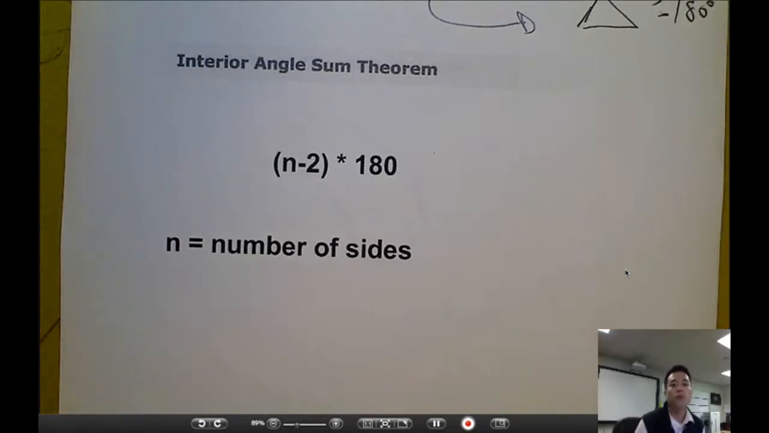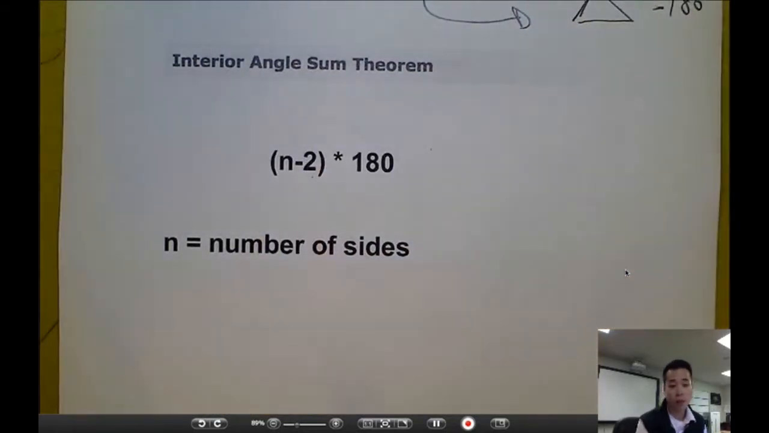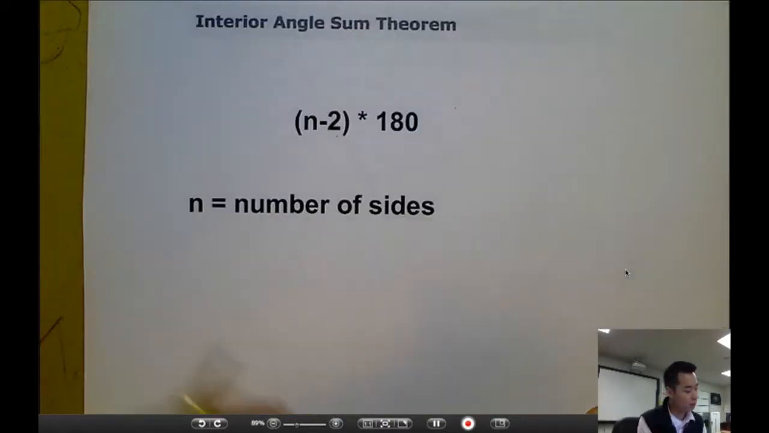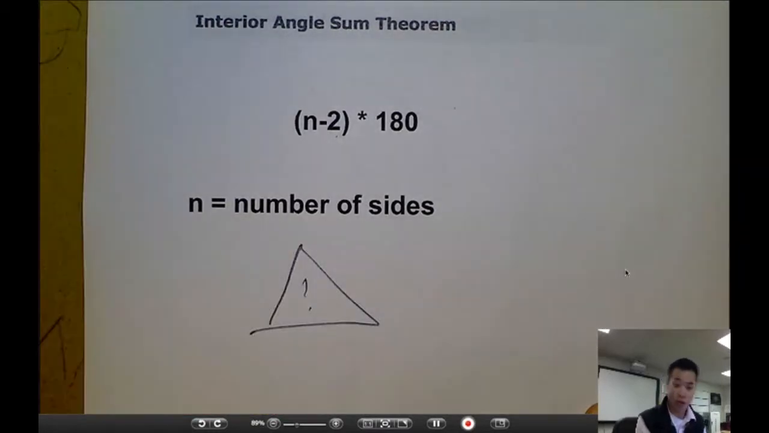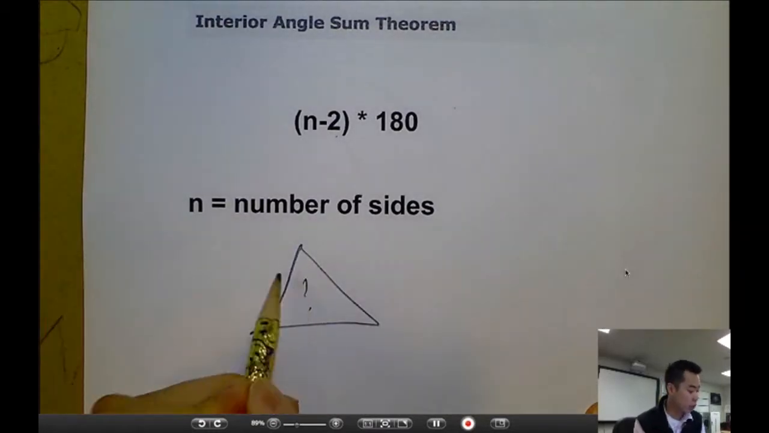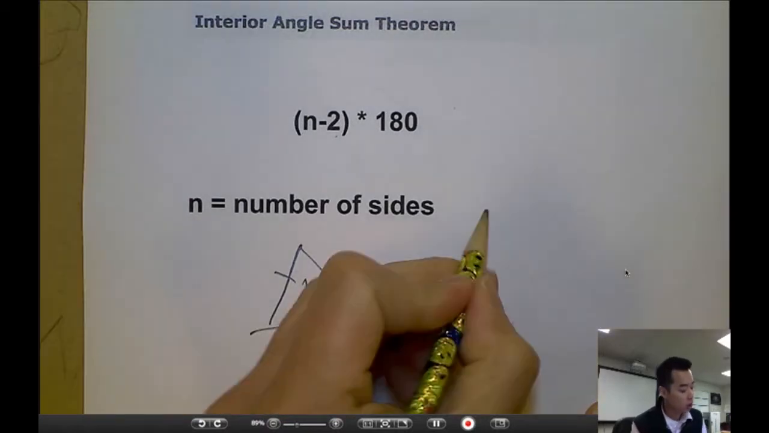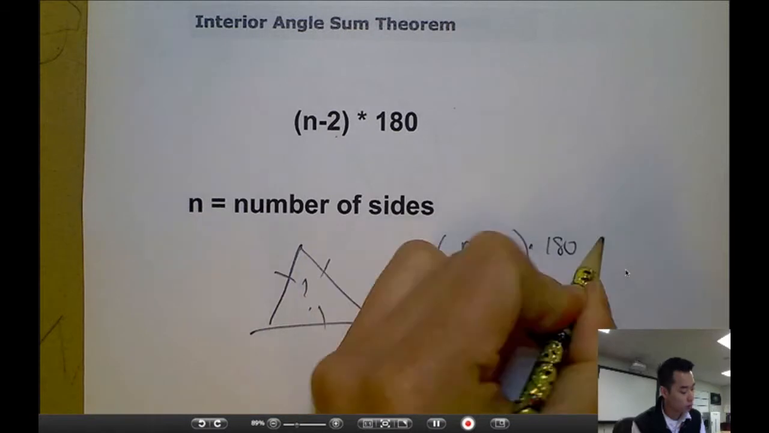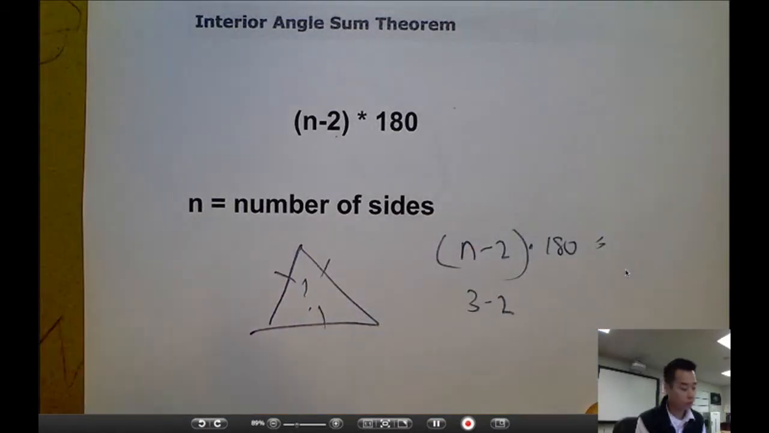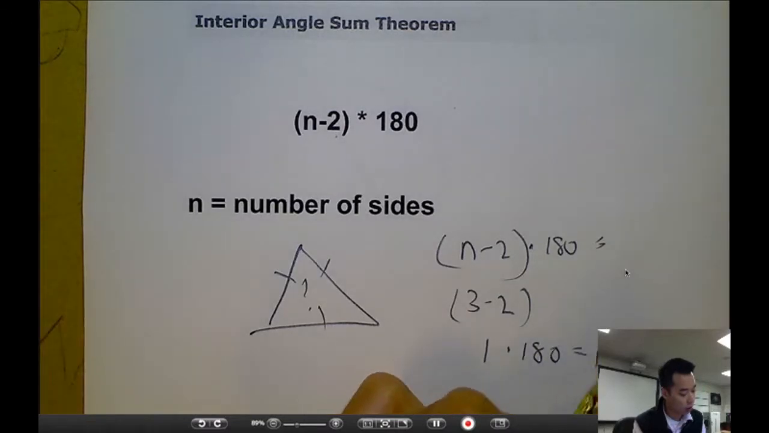So the formula here is (n minus 2) times 180, and n stands for the number of sides. So we can quickly test this out. If I had a triangle and they ask, what is the sum of the interior angles of this? You would go, okay, 1, 2, 3 sides. Put it into the formula. 3 minus 2 is equal to 1. 1 times 180 is equal to 180 degrees.